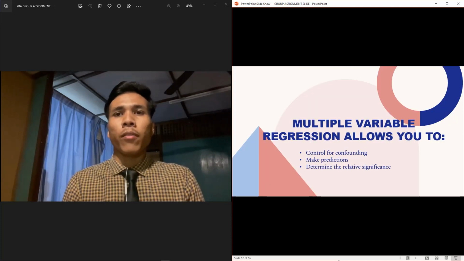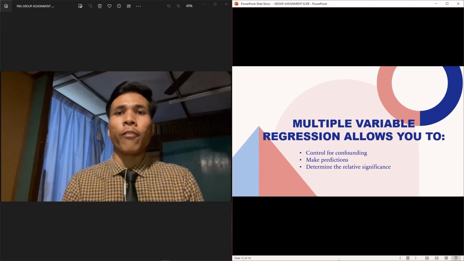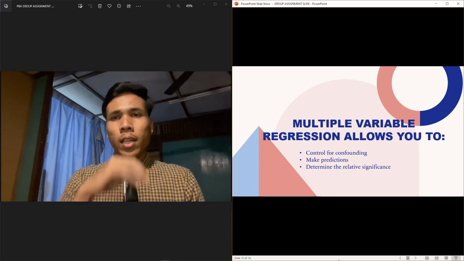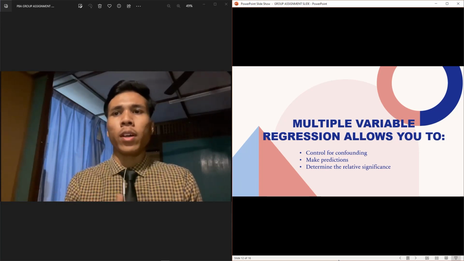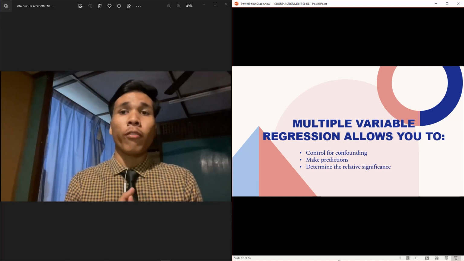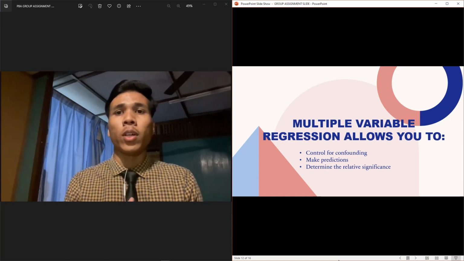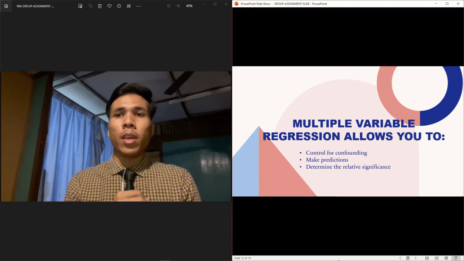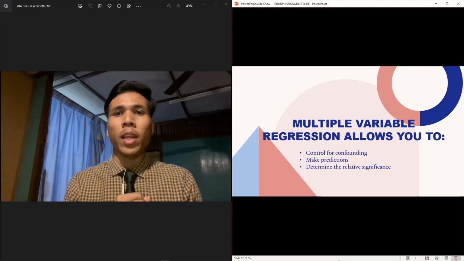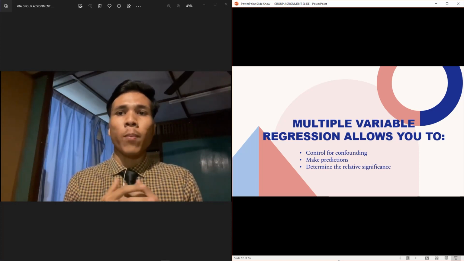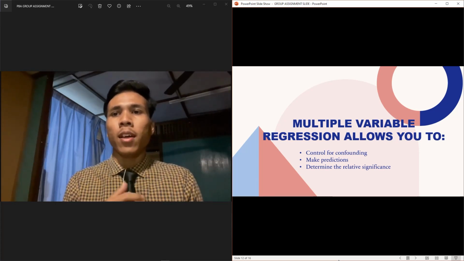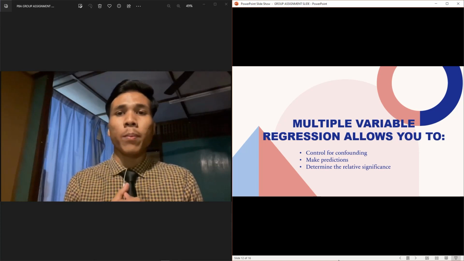Multiple regression allows us, first, to control for confounding. Each independent variable coefficient is adjusted for confounding by all other factors in the model. The second is to make predictions. Model predictions might be interpreted as an estimated mean for subjects with a specific profile or as a forecast for an individual. And the third is to determine the relative significance of the independent variables in the model outcome.